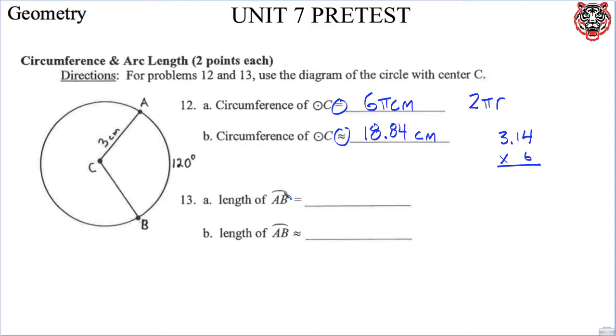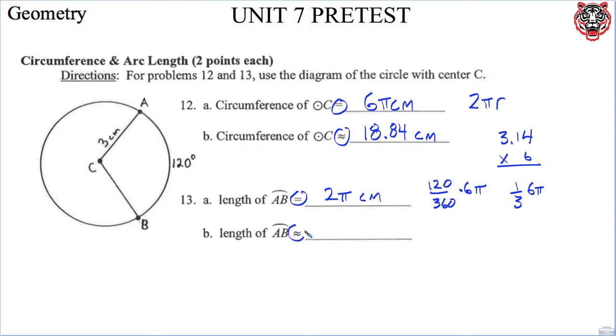All right, length of arc AB. So now I'm just talking about this part right here, the 120 degrees. So that's going to be 120 divided by 360 times the circumference. Circumference was 6 pi, so times 6 pi. Again, we're equal to, so we should have a pi in our answer. 120 over 360 turns into 1/3, so it's 1/3 of 6 pi. And 1/3 of 6 is 2, so the answer is 2 pi. Don't forget your units, centimeters.